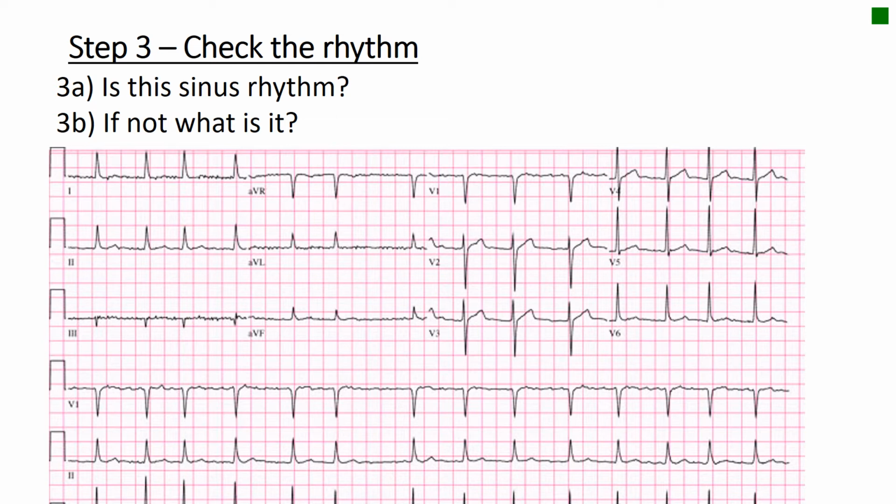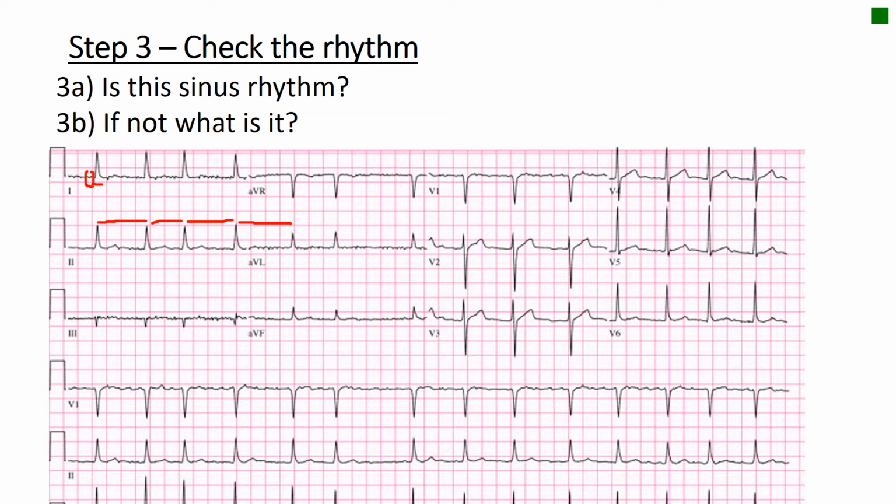How do you check for that? Well, for every QRS complex, there should be a P wave. And between the R to R, it should be regular. And that would be what you normally find with sinus rhythm. So here, you see it's very irregular, the distance between the R waves along the ECG.